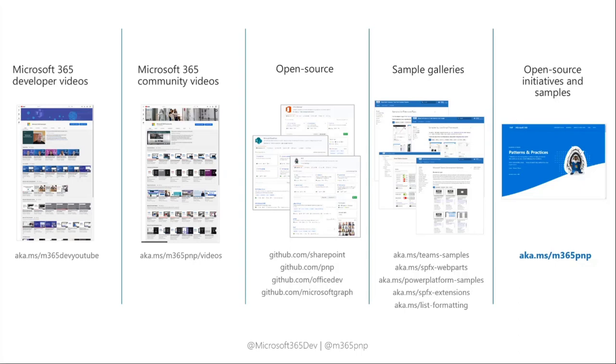If you need assistance, we'll talk about that in a little bit, but you can get access to all of these components at aka.ms/m365pnp. That is your one-stop shop to everything related to the Microsoft 365 community, and we invite you to join that site. Go check it out, see all the links, and see what can provide you the most benefits to take advantage of your experience in Microsoft 365.